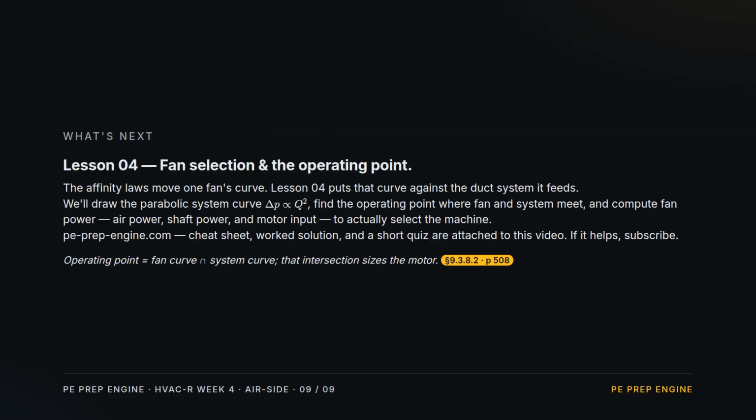Next up, Lesson 4, Fan Selection and the Operating Point. The affinity laws move one fan's curve. Lesson 4 sets that curve against the duct system it feeds. We'll draw the parabolic system curve, find the operating point where the fan and the system meet, and work the fan power, air power, shaft power, and motor input to actually pick the machine.